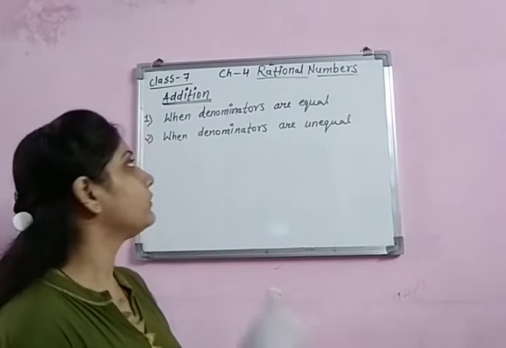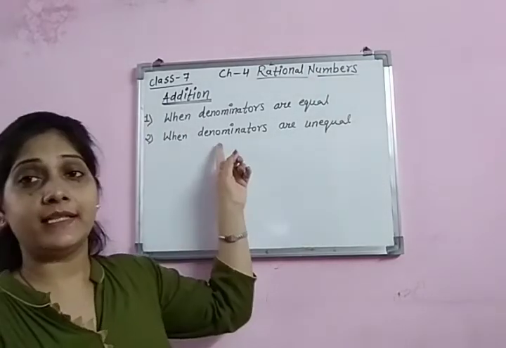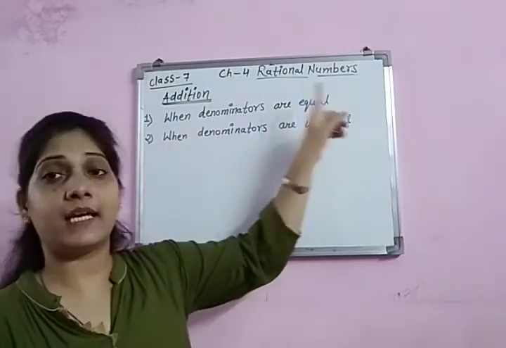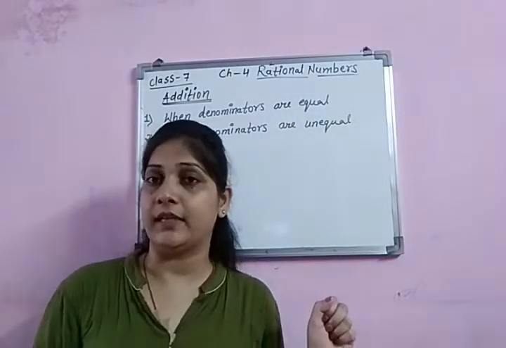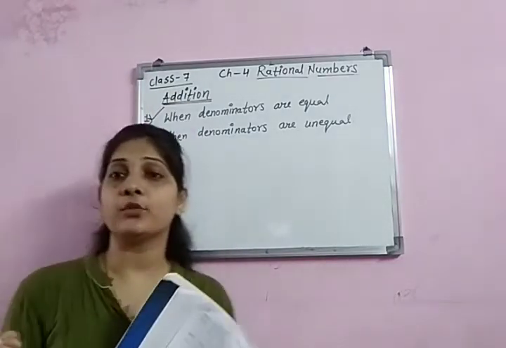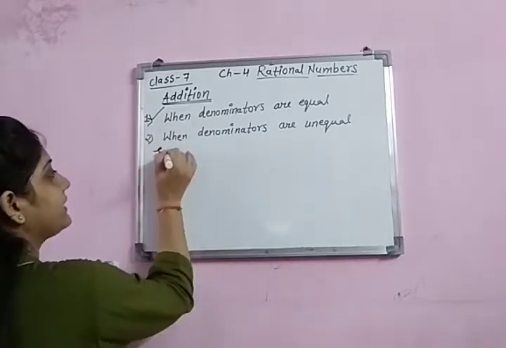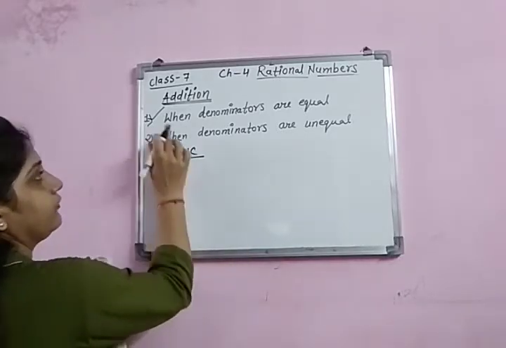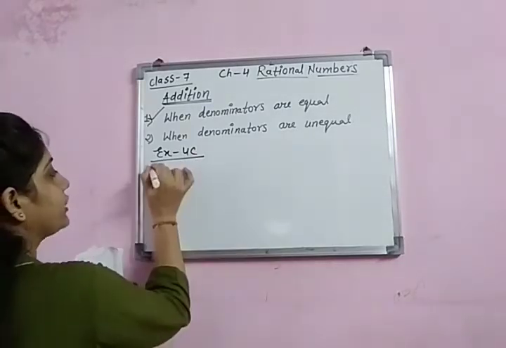So basically today we will learn the addition in two ways: when the denominators are equal, and the second condition, when the denominators are not equal. So the first case, when the denominators are equal, is so simple. I am sharing some of the questions from exercise 4C. First topic, when the denominators are equal. It is question number 1.